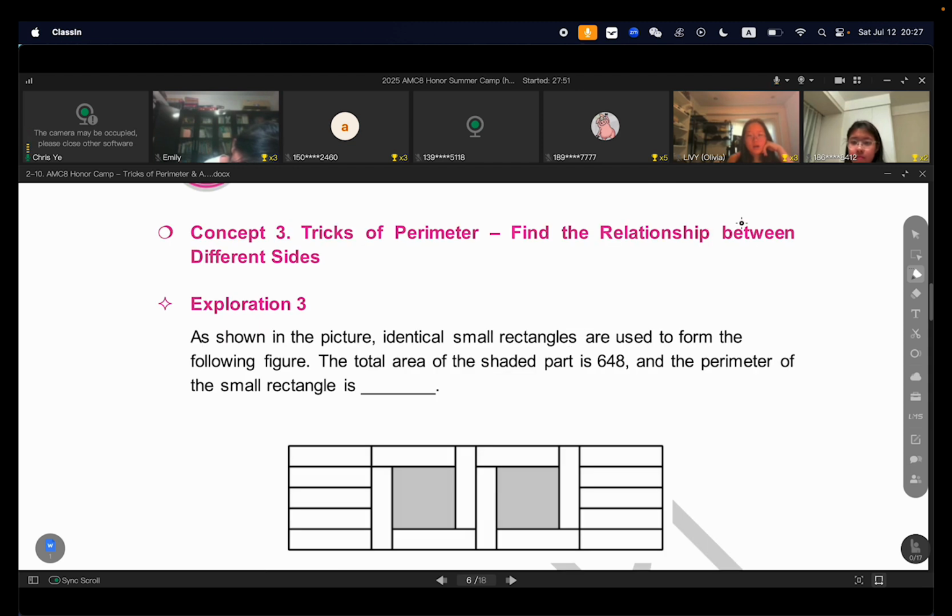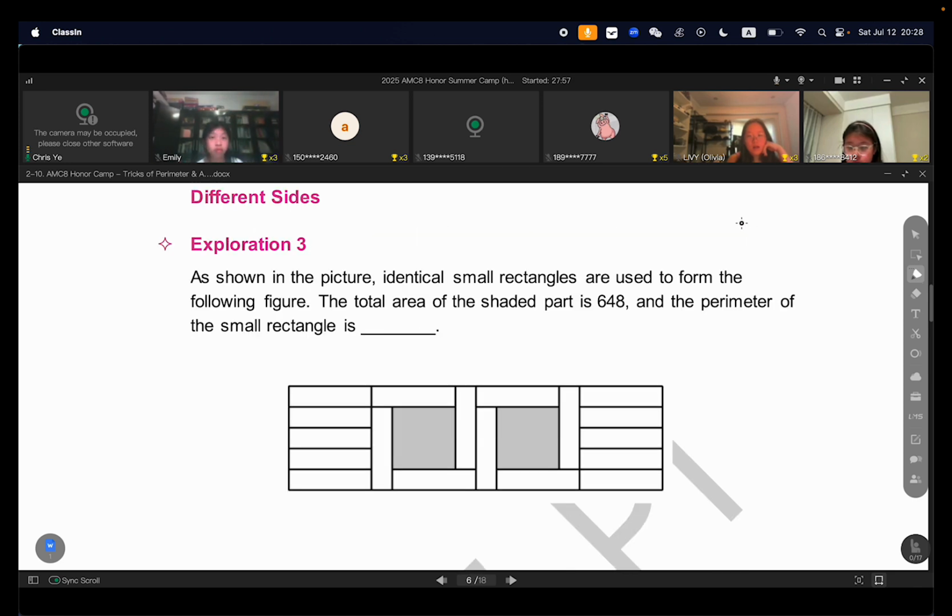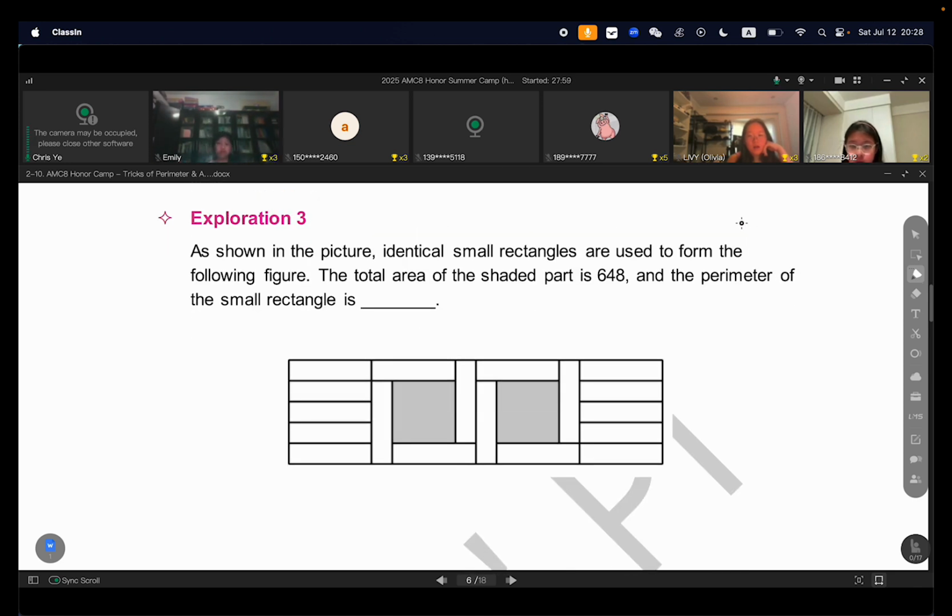And now let's move on to the third trick of the perimeter, finding the relationship between different sides. For example, this is our exploration problem. As shown in the figure, identical small rectangles are used to form the following figure. The total area of the shaded part is 648.